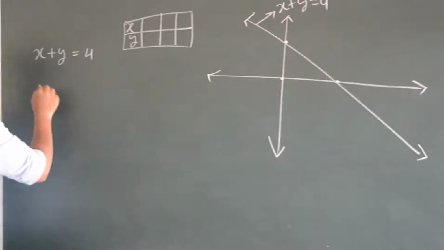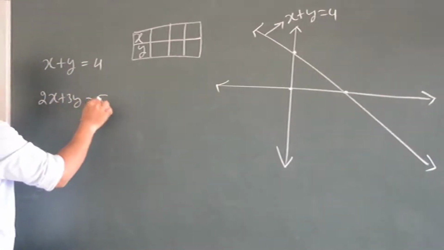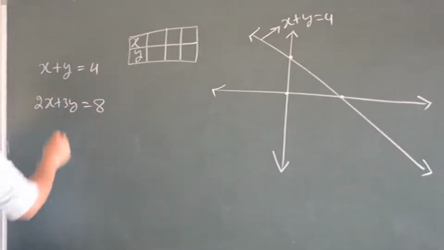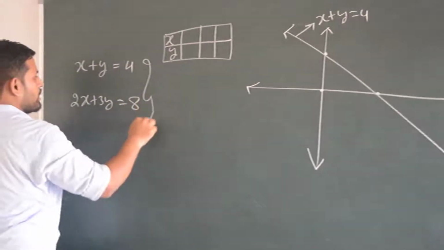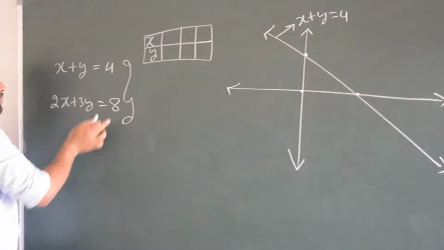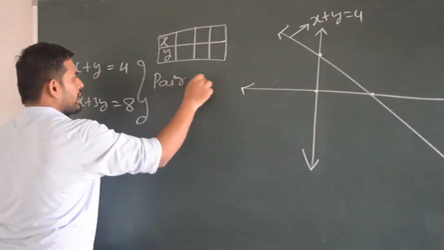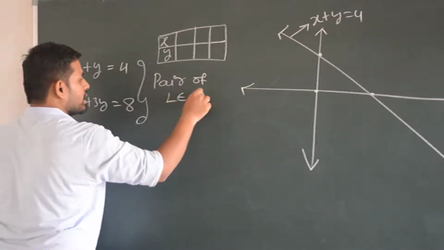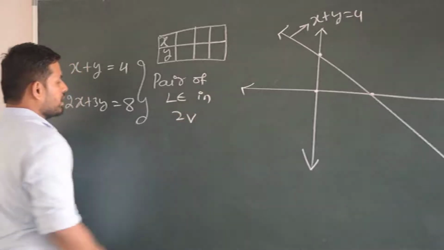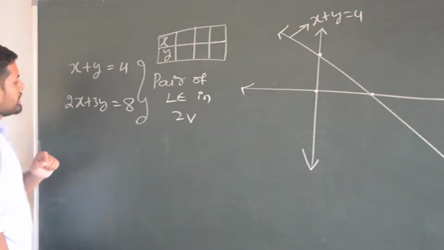Now if I write one more equation, for example, 2x plus 3y is equal to 8. Now this is the first equation and together these are called what? This is one linear equation in two variables. This is one more linear equation in two variables. Now together these are called what? Pair of linear equations in how many variables? Two variables, right?